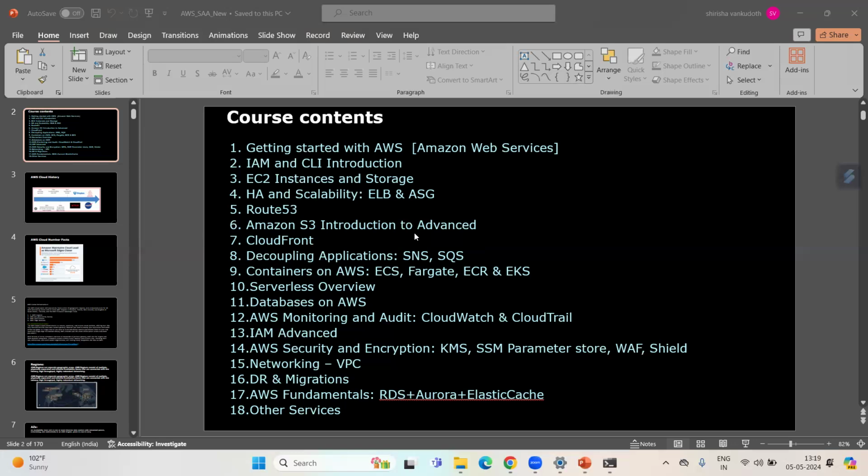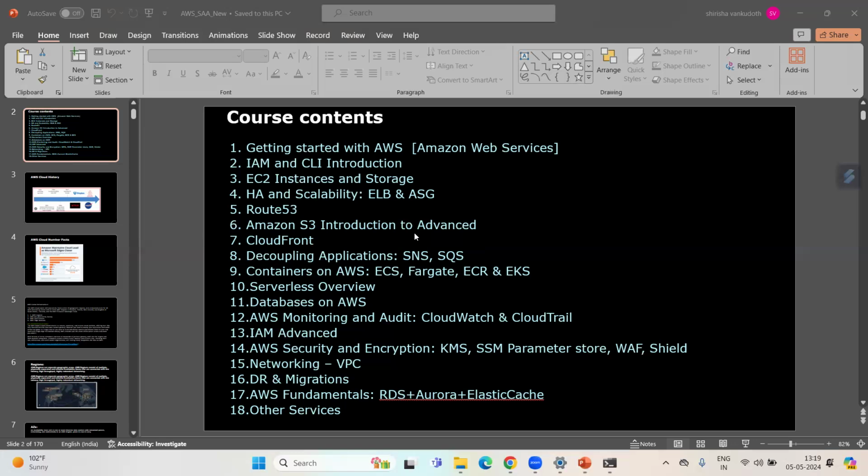Then the IAM service. We will jump into IAM because it is one of the main services in AWS, used to manage the AWS accounts and the permissions at each user level. Then EC2, the load balancer and the auto scaling groups. These are important concepts from the exam perspective and for day-to-day activity. Then we'll talk about the Route 53 service, which is the DNS service from AWS.